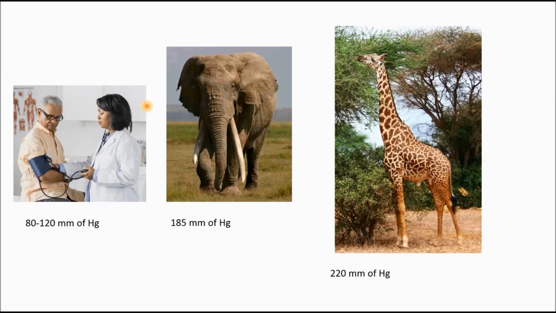For that reason, our body pressure is 80 to 120 mm of Hg when measured, and the elephant is 185 mm of Hg because it is taller than us. The giraffe is 220 mm of Hg blood pressure, because of the height of the neck. The blood has to travel from the ground level to the neck, which requires more pressure, because height is a very important parameter.